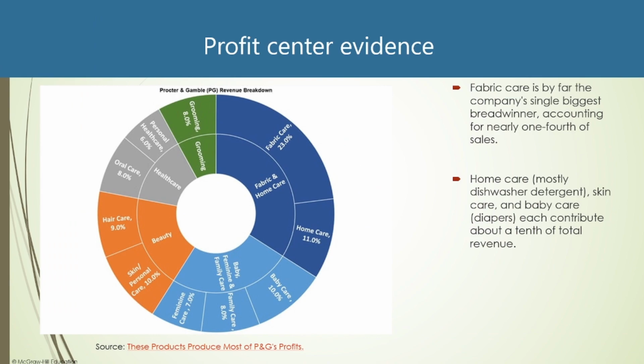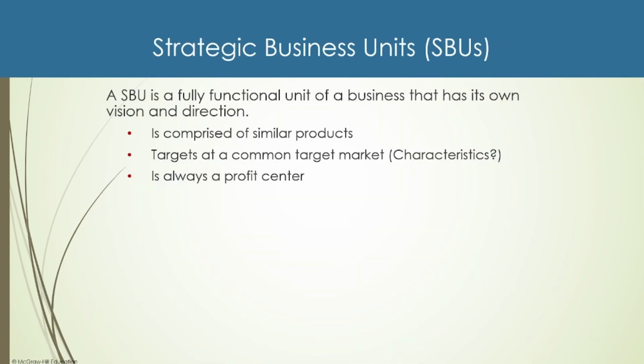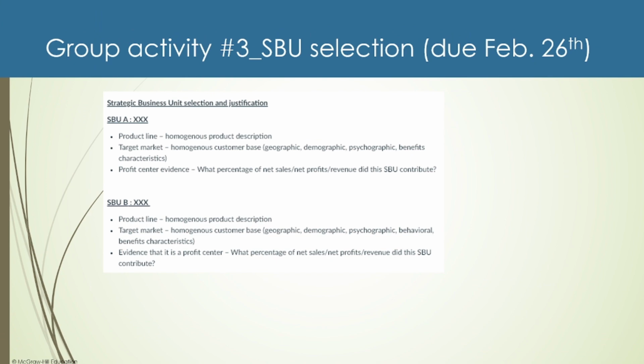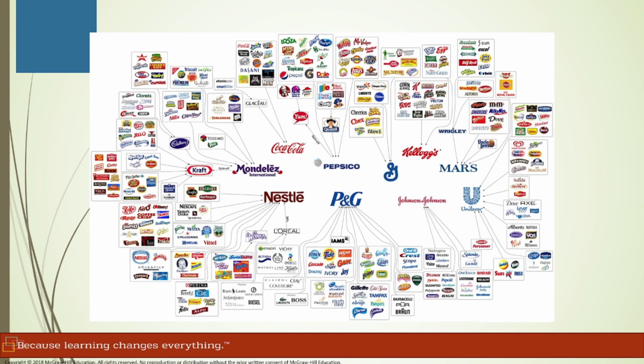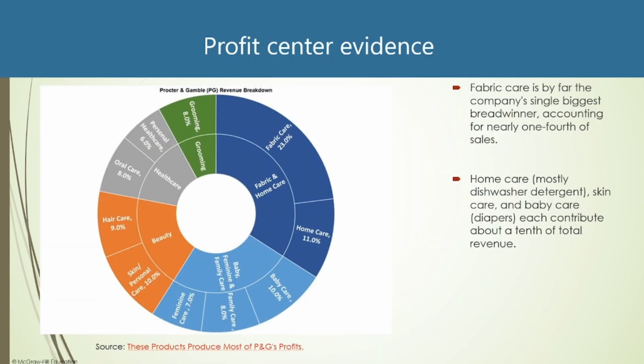So there are three aspects that I expect you to talk about: the strategic business unit that you have identified as the most important tools of the focal company. The first part is it should be a profit center. So how to prove that the strategic business unit is a profit center? You need to find a pie chart similar to this.